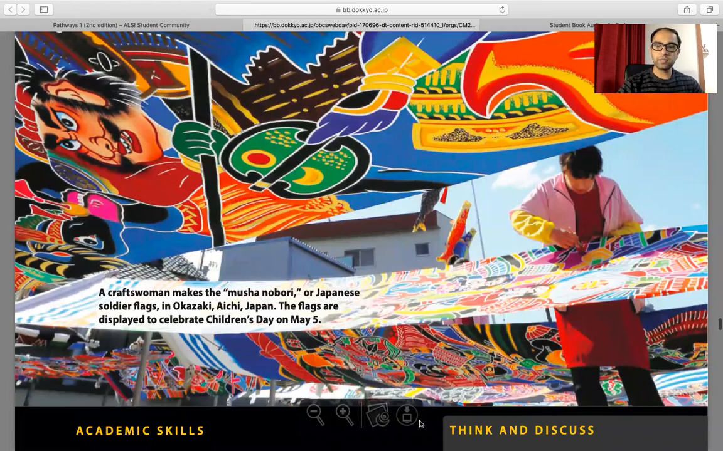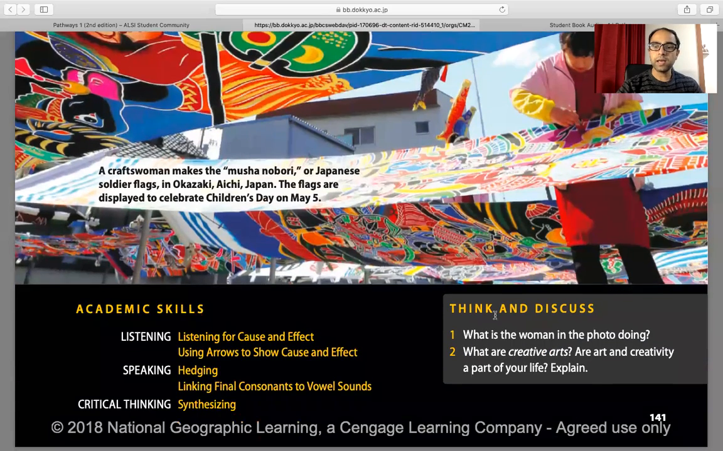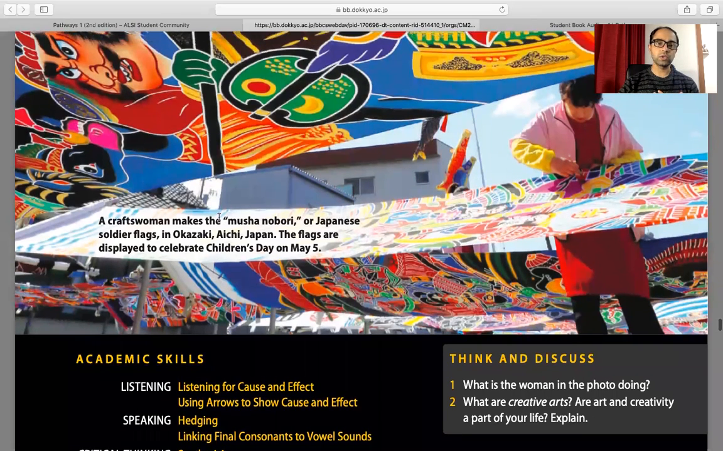Do you have any ideas? What do you think she's doing? Think about that. And number 2, what are creative arts? Are art and creativity a part of your life? Explain. So this is just a brainstorming question, a warm-up question. So maybe what the woman is doing in the photo is related to the caption of the photo.